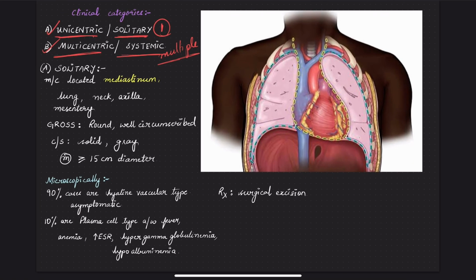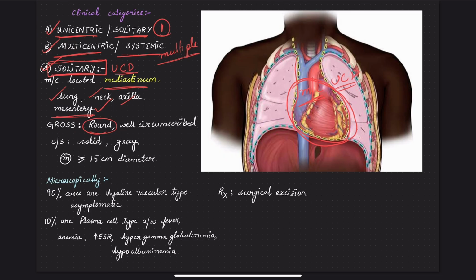Firstly, let us study the solitary variant, solitary Castleman disease, or unicentric Castleman disease. The most common location is the mediastinum around the heart. This is the most common site for unicentric Castleman disease. Other locations can be the lungs, neck, axilla, and mesentery, that is around the bowels. So these are the common locations for unicentric single lymph node involvement.